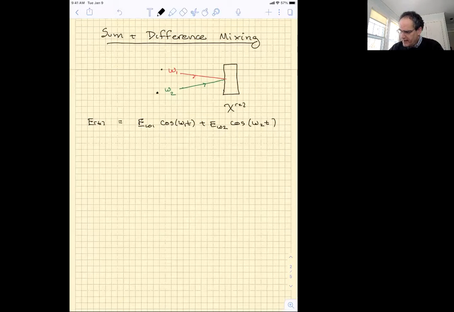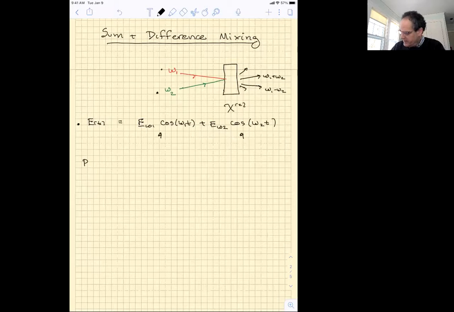What we'll see is that a variety of different frequencies can come out, but one will be at the sum of the two frequencies, and one will be at the difference between them. Now that's kind of interesting, and it's very straightforward. It just comes from the fact that in a second order nonlinear process, we have the electric field squared. So let's imagine that the electric field at the crystal is the sum of the term at frequency omega 1 plus the term at frequency omega 2.